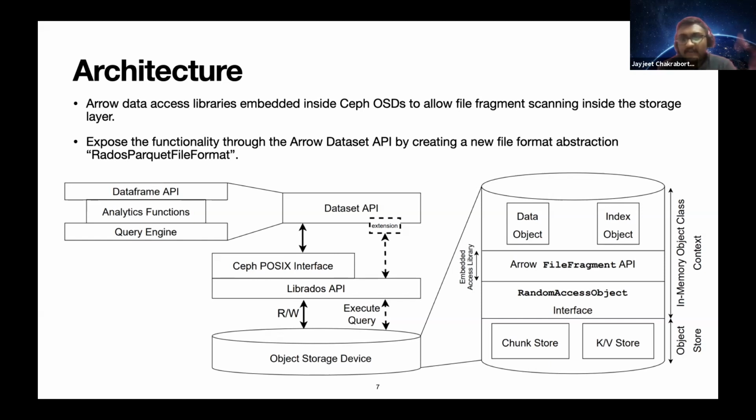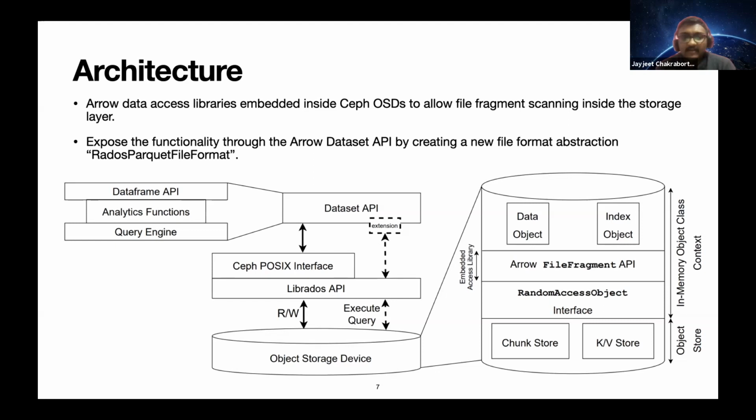As you can see, the Arrow file fragment API is the Arrow access library. We embed it inside the OSDs, and it is called by a Ceph object class function that is embedded inside the storage node, and we can very easily scan the objects that are stored in Ceph. That is all that goes inside the storage node. And the random access object interface is the file system shim that I was talking about. It enables Arrow libraries to understand objects, not only files.